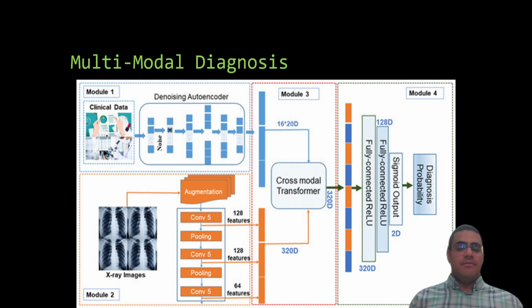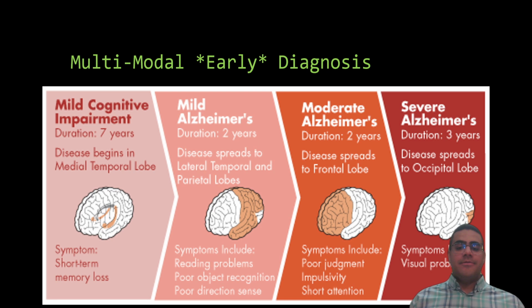For example, the simplest thing we can do is multimodal diagnosis. Here we have a bunch of clinical data in the form of text, I believe, which was passed through a denoising autoencoder. We also had some X-ray images, which were passed through a bunch of convolutional layers, and then we aligned these two representations using this cross-modal transformer, and then we use a sigmoid function to do the diagnosis prediction.